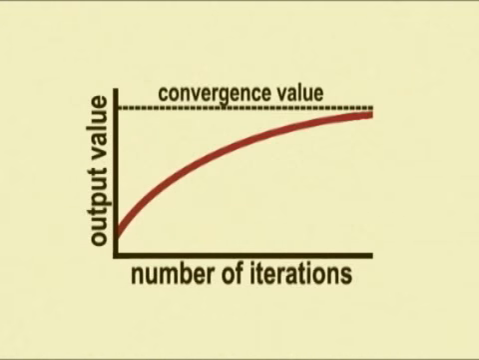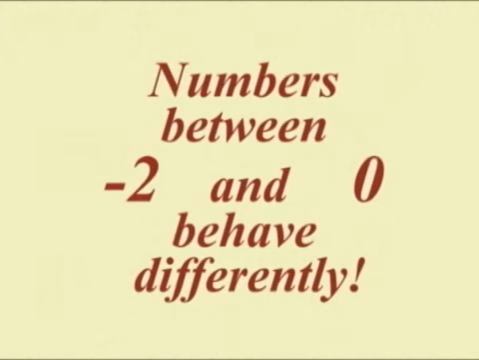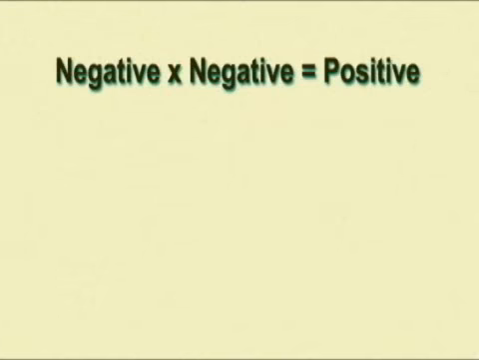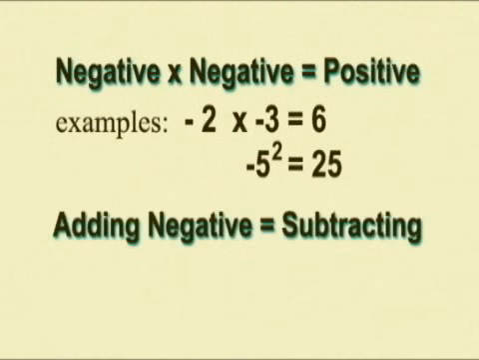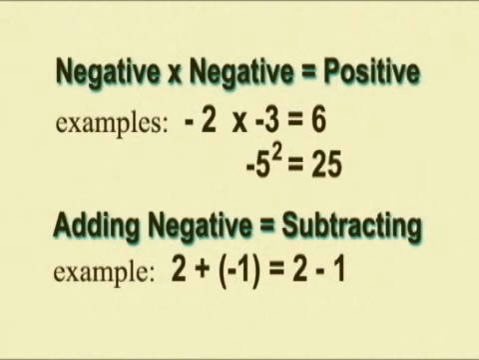This convergence behavior is one exception to the general rule of exponential growth for this function, but it's not the only one. Numbers between -2 and 0 behave differently due to the interaction of two simple rules of arithmetic. First, whenever two negative numbers are multiplied together, their product is always positive, which means that the squares of all negative numbers are positive. And second, adding a negative number is the same as subtracting its positive value.